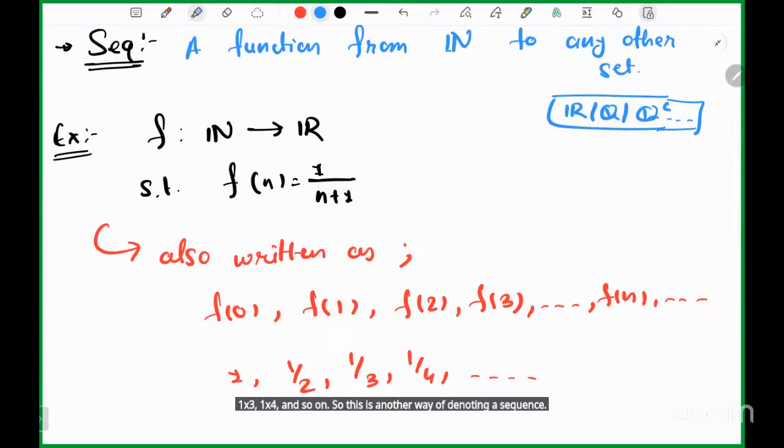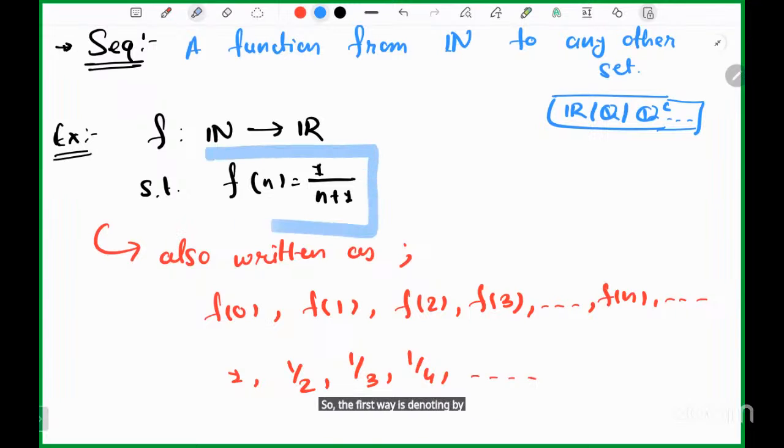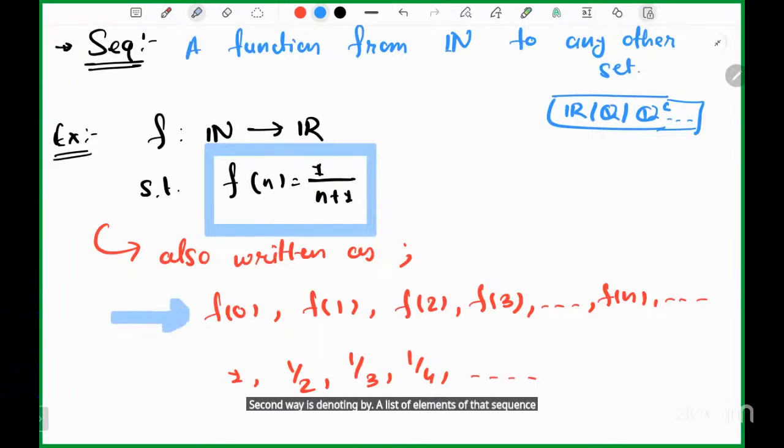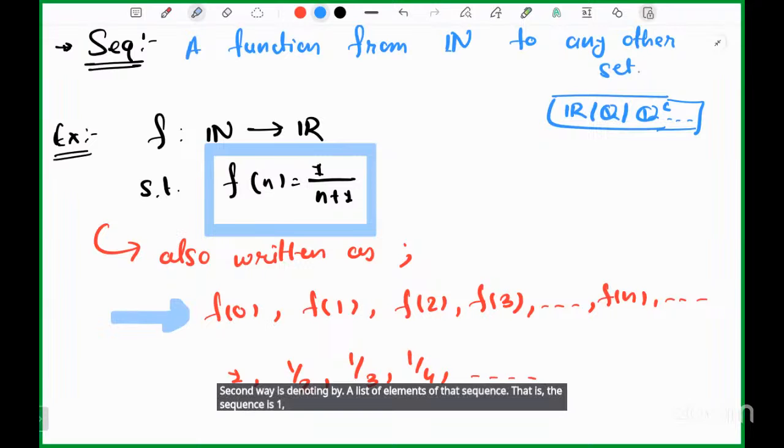So the first way is denoting it by its expression, that f of n is equal to 1 by n. The second way is denoting it by a list of elements of that sequence. That is, the sequence is 1, comma, 1 by 2, comma, 1 by 3, and so on.